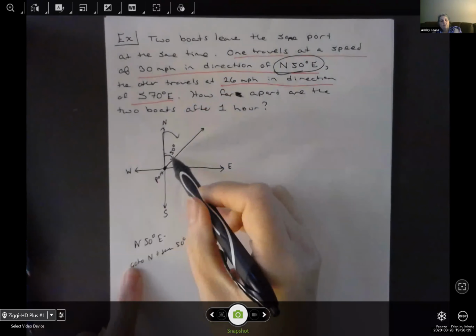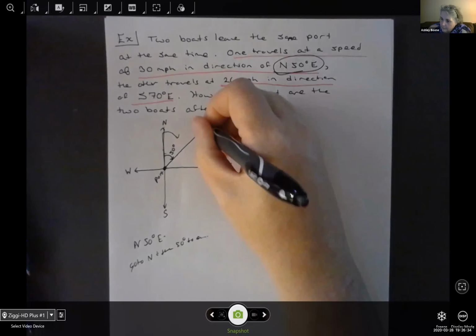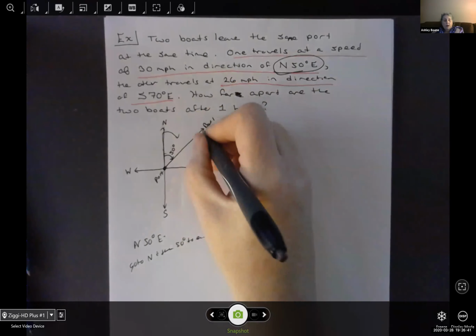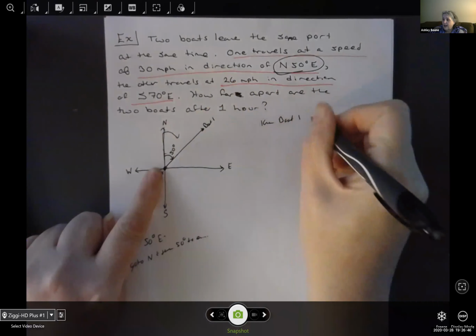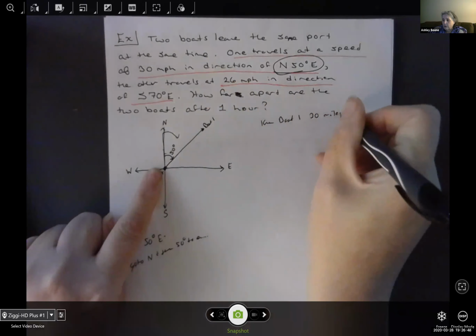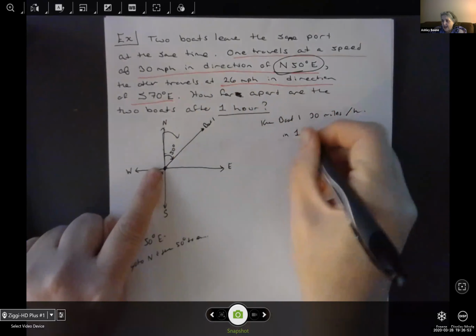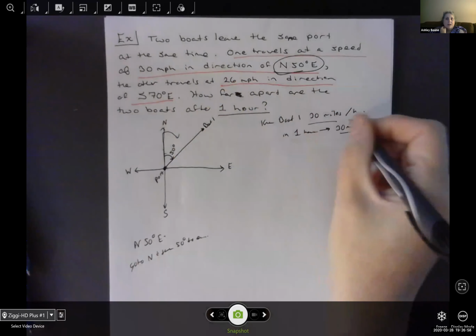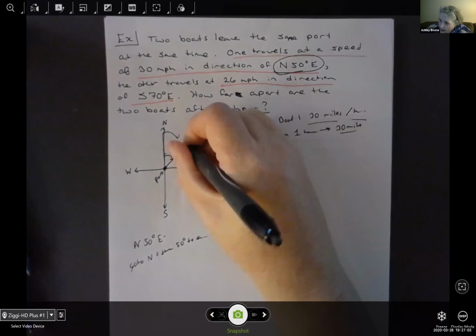That's giving you that angle there. That's the first boat. I'll just say boat 1, okay? Now, that length from the port to boat 1, we know that boat 1 travels at 30 miles per hour. So in 1 hour, it's traveled 30 miles. Because it's 30 miles per hour, in 1 hour, it's traveled 30 miles. So I know this distance here is 30 miles.